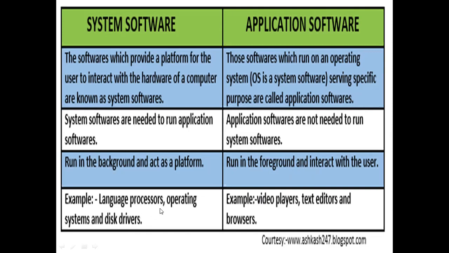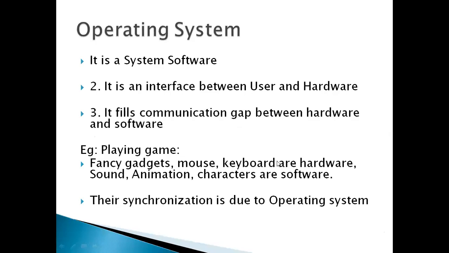Examples of system software are operating systems, disk drives, etc. Application software examples are video players, text editors, etc. Now we come to the next slide, operating system.